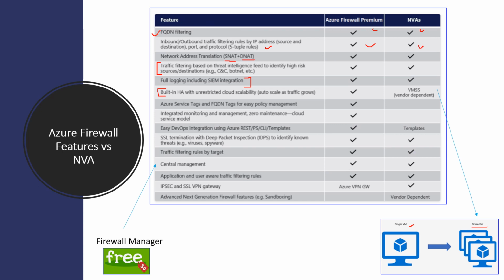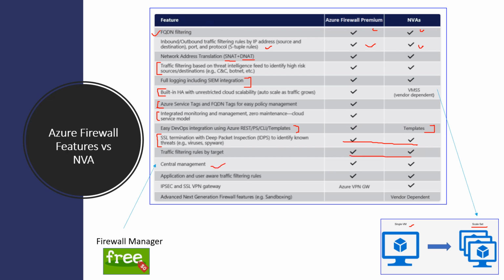Then you have Azure service stack, that is Azure specific. Then you have integrated monitoring and management, zero maintenance, cloud service model, that is also Azure specific. And your DevOps integration, it does provide DevOps integration, and when you go for the NVAs, it is going to be template based. SSL termination and deep packet inspection is a very common feature, and it is covered by both types of firewalls. Then you have traffic filtering rule by target, that is also covered by both firewalls.